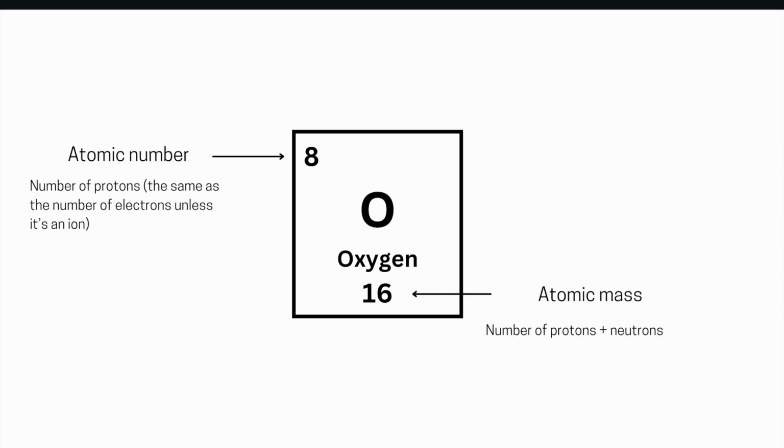And the 16 is the atomic mass, which is the number of protons plus the number of neutrons. So from the atomic number, you can determine the number of protons as well as the number of electrons. And to find the number of neutrons, you must subtract the atomic number from the atomic mass. But why is this relevant? What can we do with this?